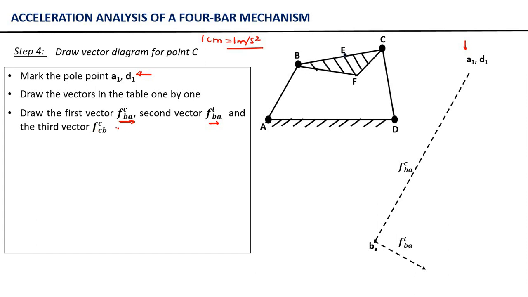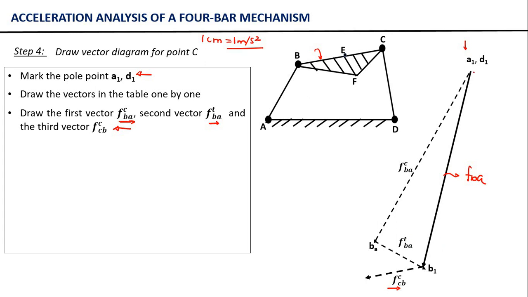Obviously the third vector in the table is the FCBC vector. So we know FCBC is right now parallel to this length BC, correct? And FCBC will be drawn something like this. So let us complete this FBA vector first. This is your FBA here, and then finally this is your FCBC. Again, just see here, we are simply using the head to tail approach to draw the next vector.